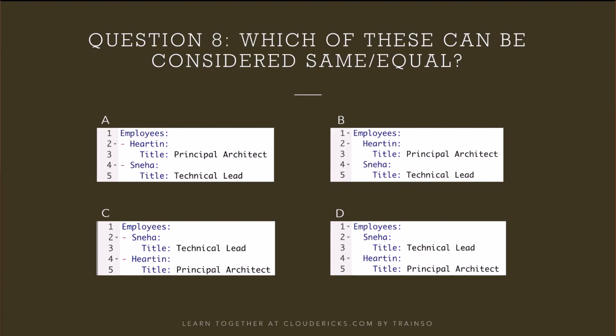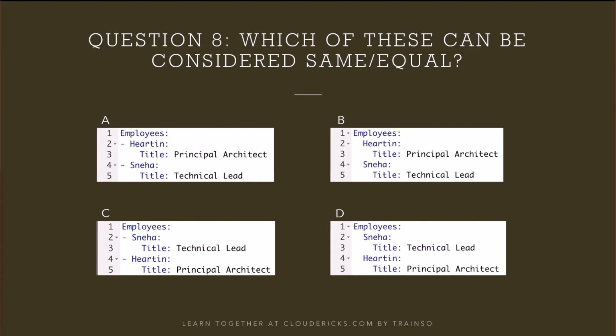So if you compare A and C, both of them are lists. But in A, the order is Hearten followed by Sneha. And in C, the order is Sneha followed by Hearten. For lists, ordering is important. So Hearten followed by Sneha and Sneha followed by Hearten are not the same. So A and C are not equal or same.